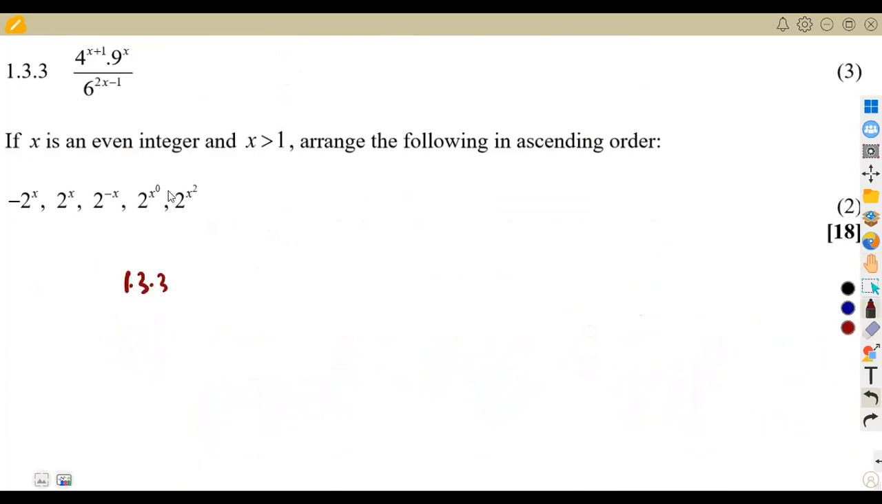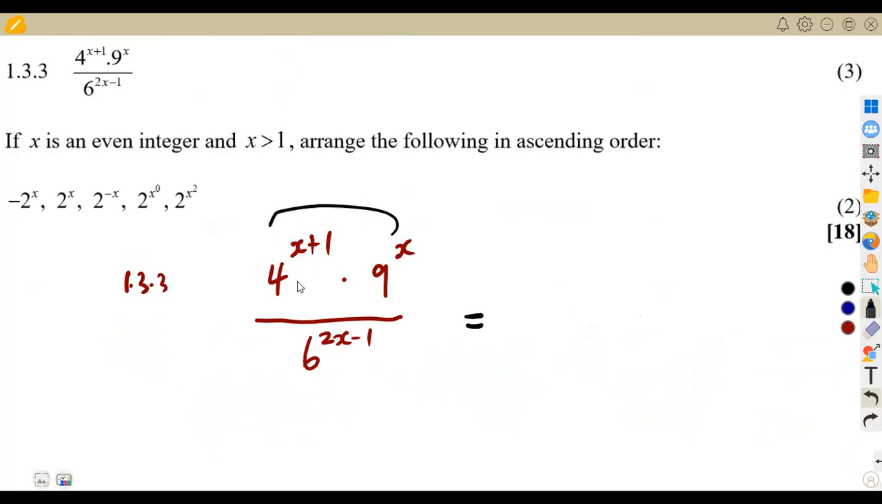1.33. 4 to the exponent of x plus 1 being multiplied by 9 to the exponent of x, and everything is being divided by 6 to the exponent of 2x minus 1. So this is just a mere expansion. You are just expanding these in terms of the simplest numbers that you can have between 4, 9, and 6, in terms of the smallest or the simplest numbers that you can have.